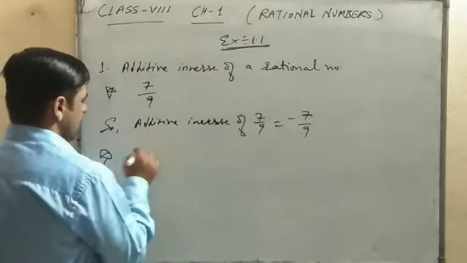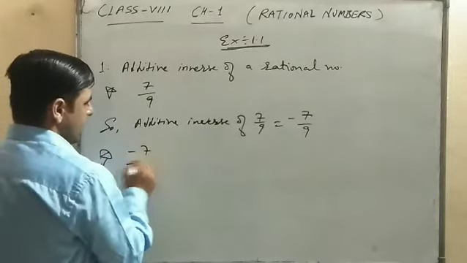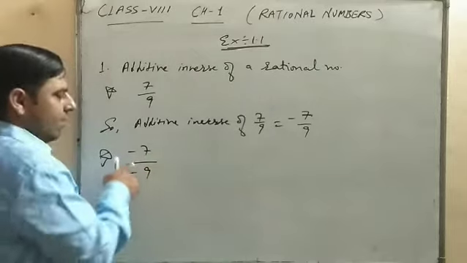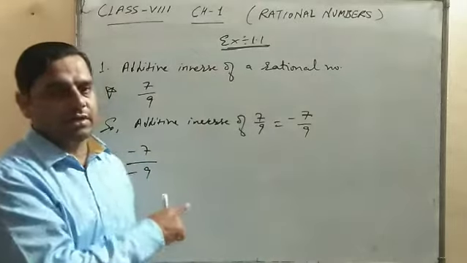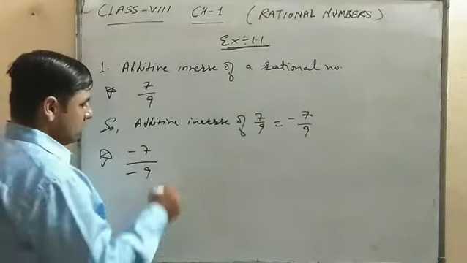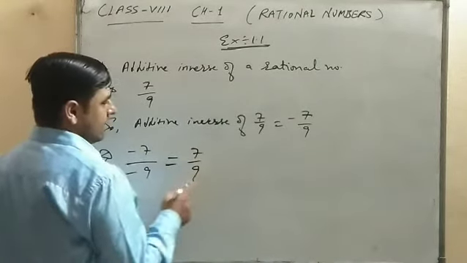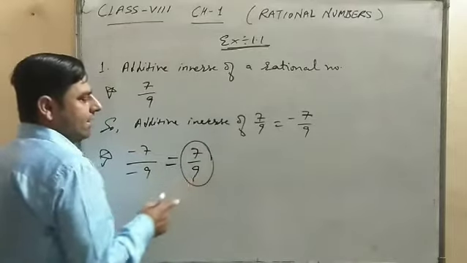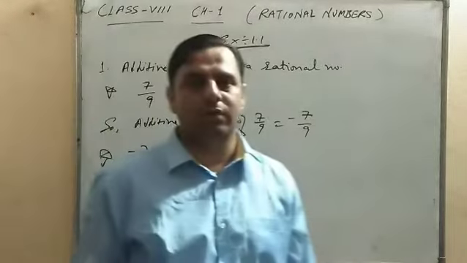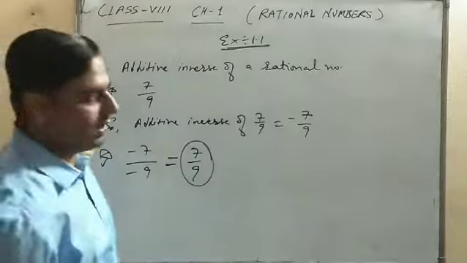If there is a number, and the numerator and denominator both are negative, you have to simplify first. After that you can decide what is the additive inverse of the resulting number.